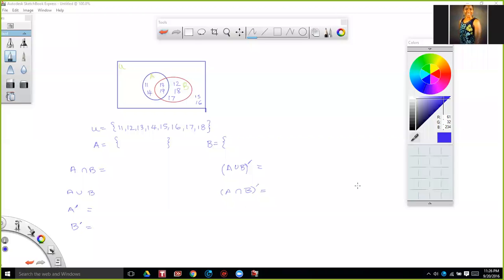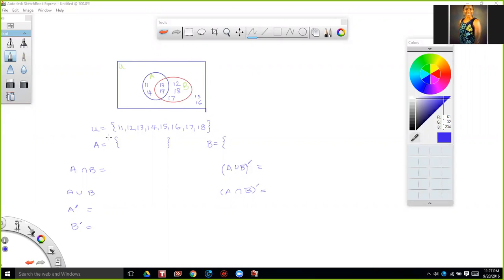Hello, we are going to look at set theory, dealing with the Venn diagram. So this is going to be a review for you. Suppose we're given this universal set. We have sets A and B.